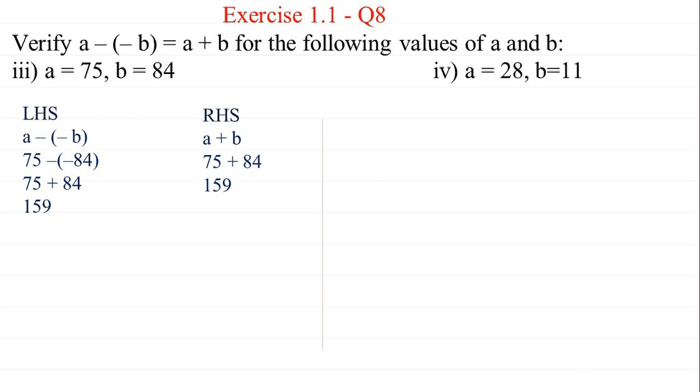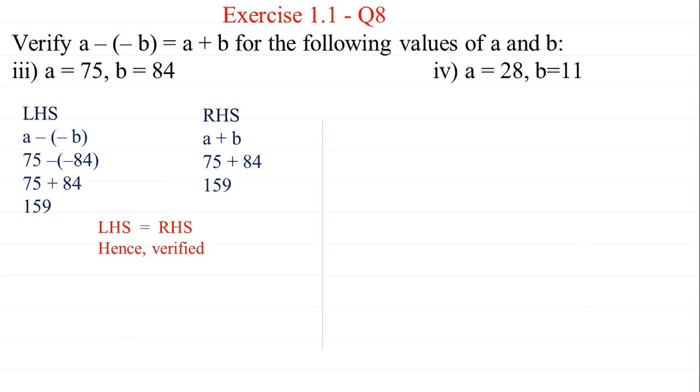So left hand side is 159, right hand side is also 159, meaning left hand side equals right hand side. That's why in this way we have verified this question, because in the question of verification we have to prove in an equation that left hand side is equal to right hand side.